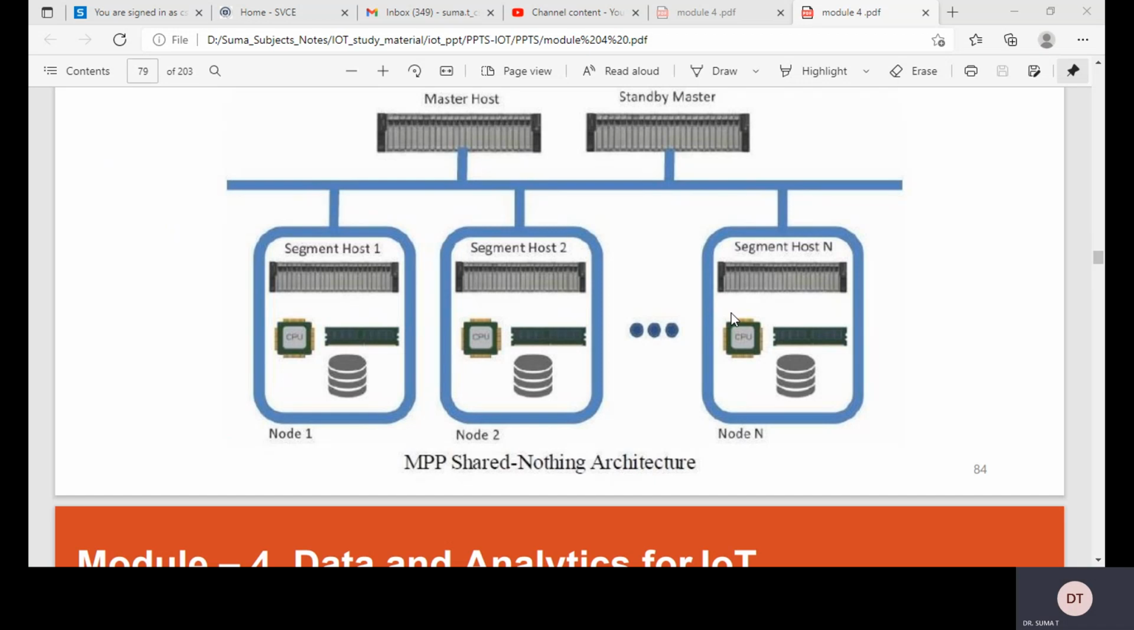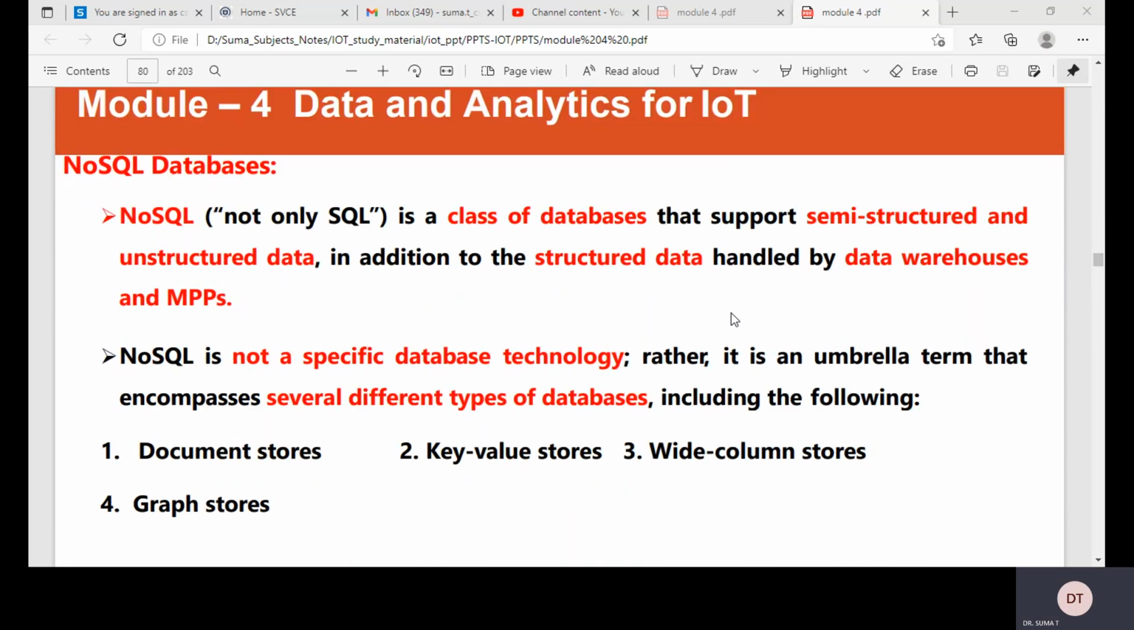So next topic is the NoSQL databases. NoSQL, the name itself is not only SQL. It is a class of databases that support semi-structured and unstructured data, in addition to the structured data handled by data warehouses and massively parallel processing. NoSQL is not a specific database technology, rather it is an umbrella term that encompasses several different types of databases, including document stores, key value stores, wide column stores, and graph stores.